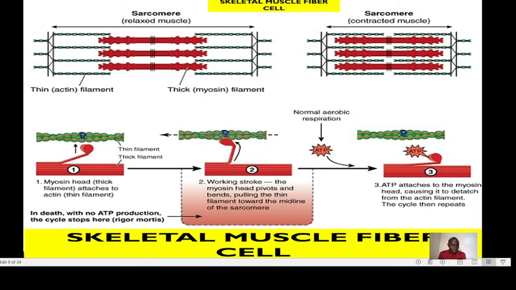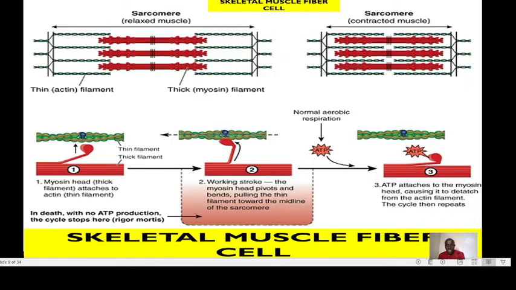Okay, so the myosin head, that is the thick filament, will attach to the actin filament. Once this attachment has been made, you can see it has attached here. This is now what is referred to as the working stroke. So the myosin head pivots and bends, pulling the thin filament towards the middle of the sarcomere. Remember, we need ATP. So ATP attaches to the myosin head, causing it to detach itself, and then the cycle will repeat.